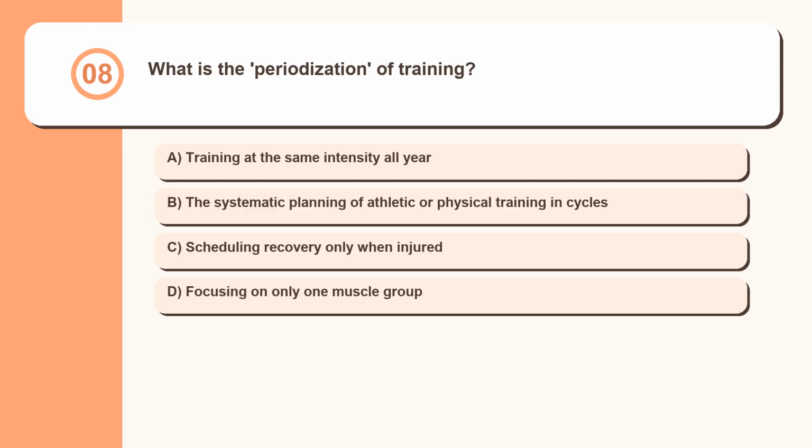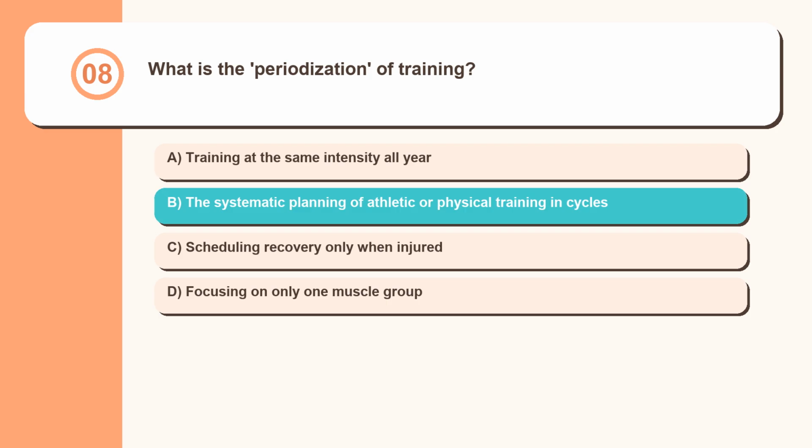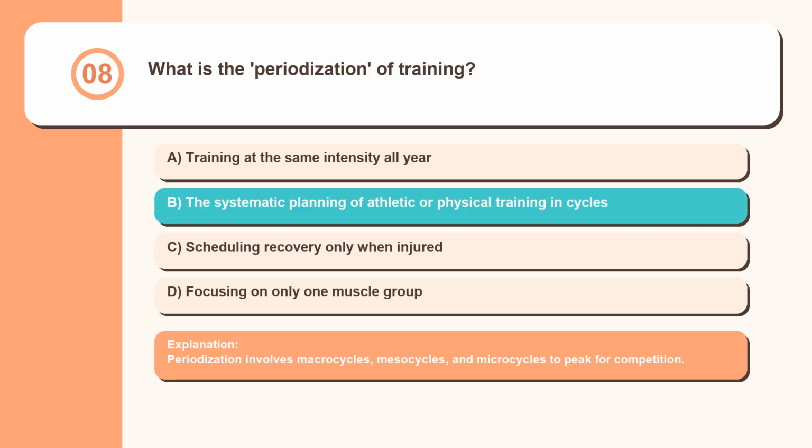Question 8. What is the periodization of training? Training at the same intensity all year. The systematic planning of athletic or physical training in cycles. Scheduling recovery only when injured. Focusing on only one muscle group. Periodization involves macrocycles, mesocycles, and microcycles to peak for competition.